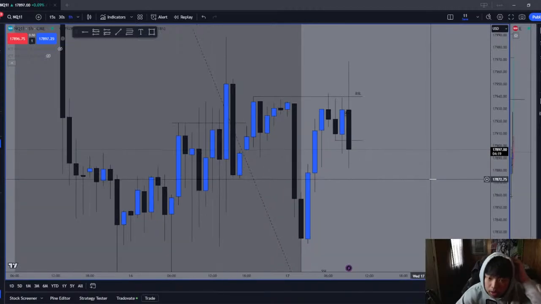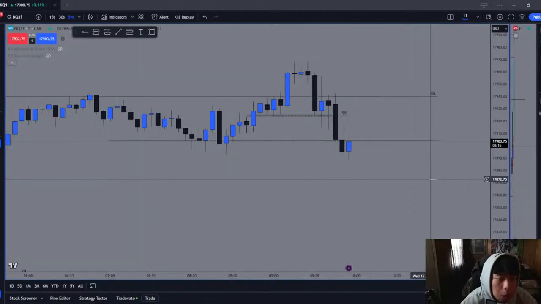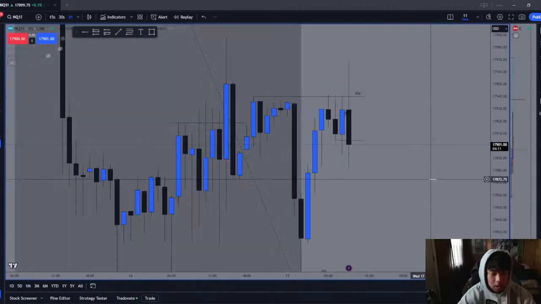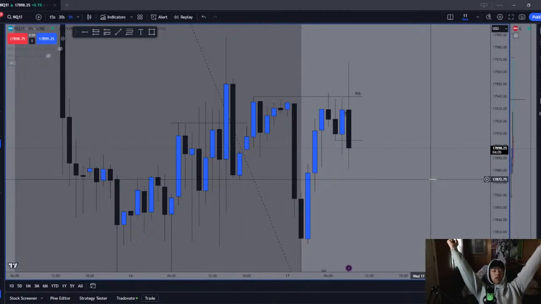Sellers are looking strong here. See what the next 5 minute does here. Would like to see some sort of downside here. Validation of shorts.